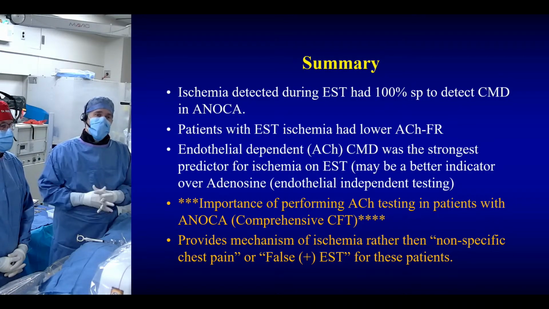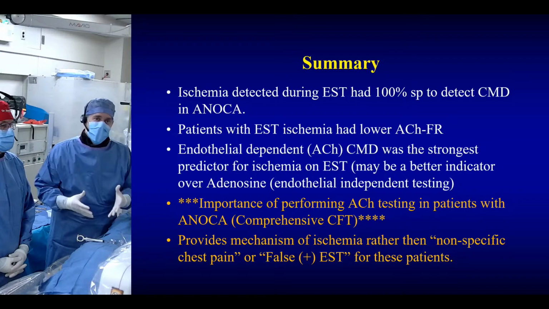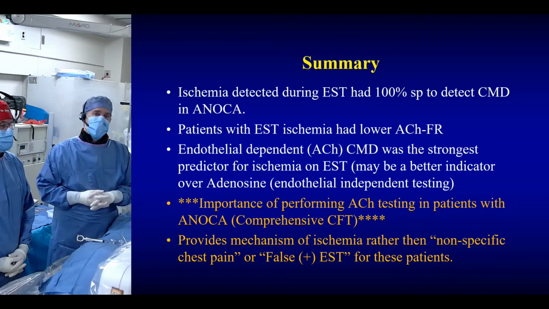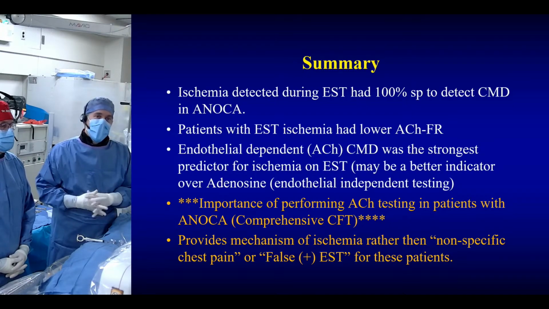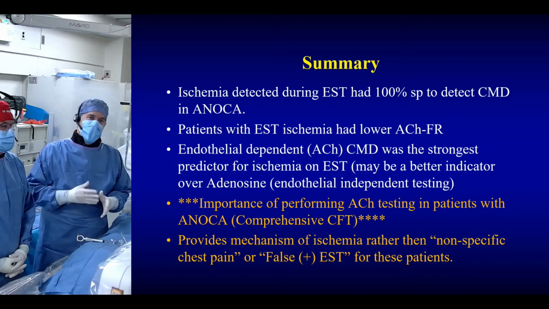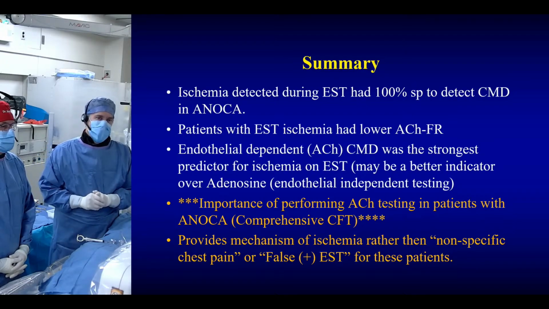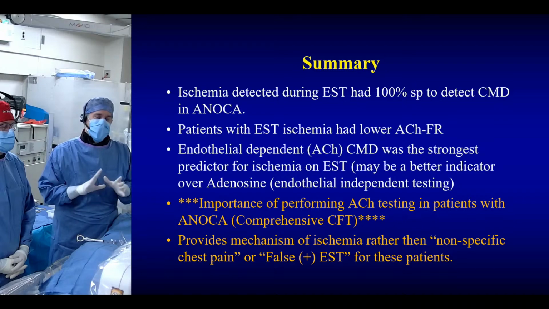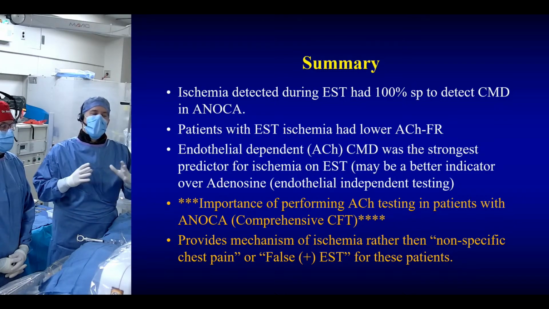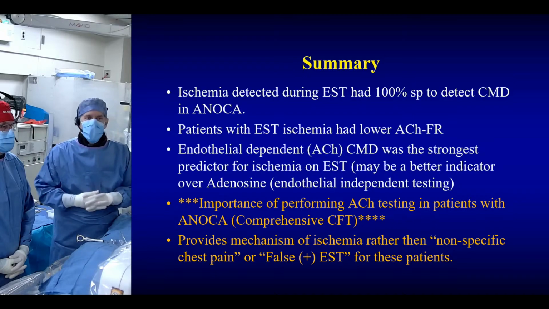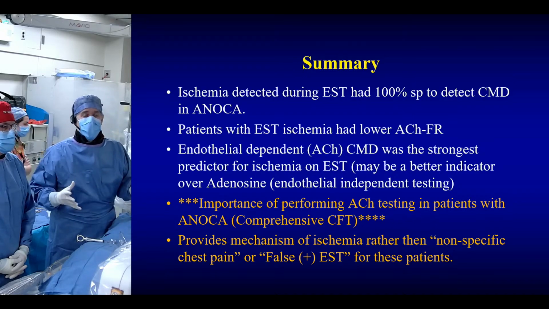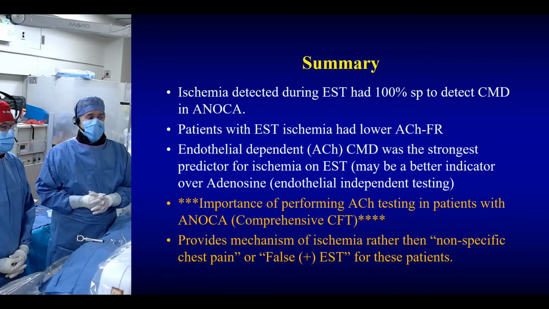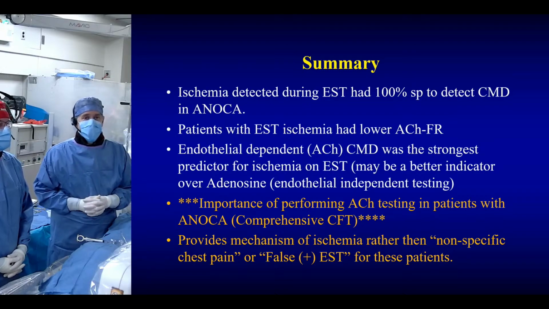One of the messages is we have to test these patients. Performing comprehensive testing with acetylcholine is really critical, and not just stopping after doing an endothelial independent mechanism. So I think in summary, what this trial shows is it gives a mechanism of ischemia rather than just what we tell patients of having non-specific chest pain or a false positive stress test, which is in many patients very reassuring.